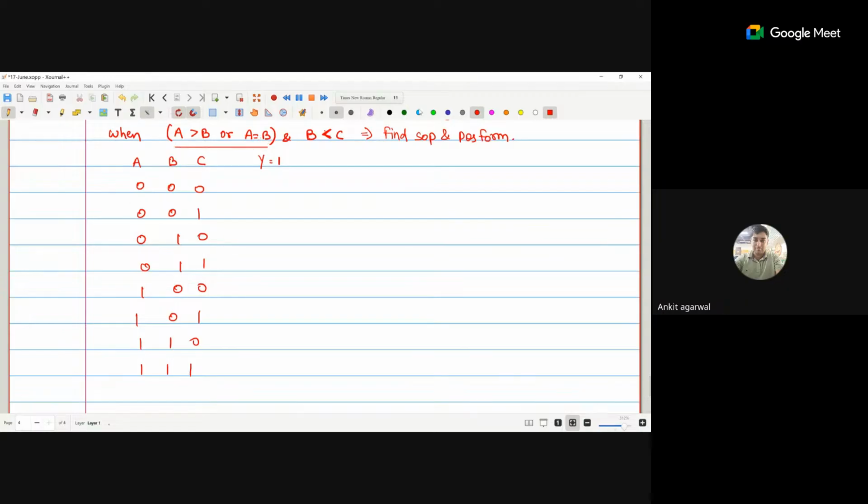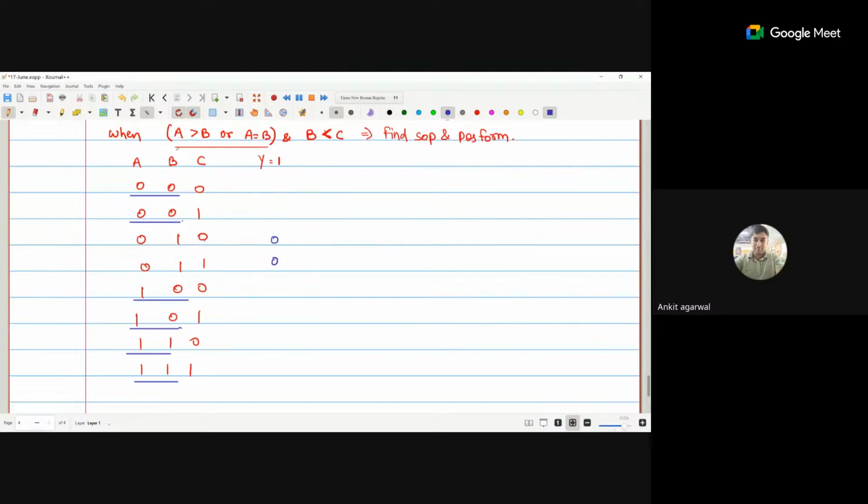Okay, so a equal to b, this one, a equal to b, this one, a equal to b, this one, a equal to b, this one, and a is greater than b, this one and this one. Okay, so in these two conditions, the output is 0.